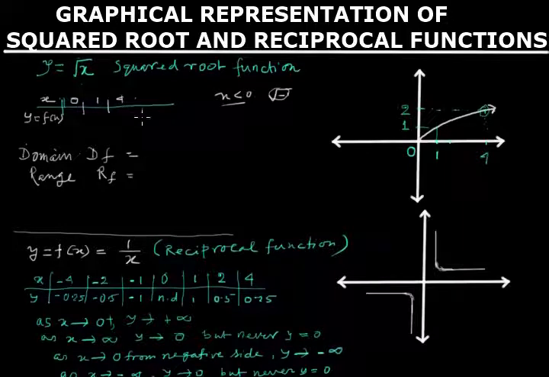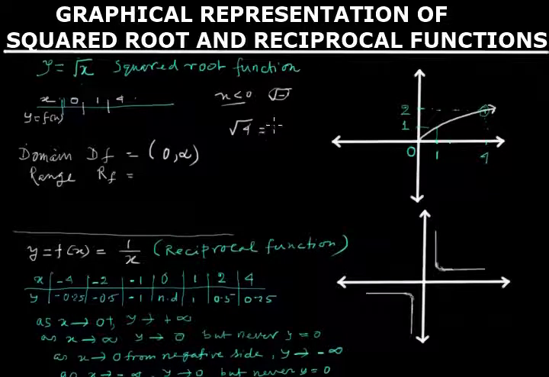That means here the domain should be 0 to infinity. So domain is 0 to infinity. And another thing I will tell you: suppose what is the value of root 4? It is only positive 2. Don't take plus minus. Root 4 is equal to 2. It is a positive square root.